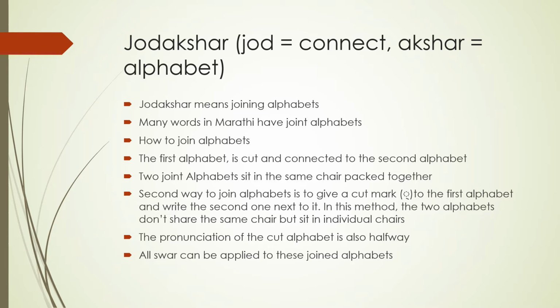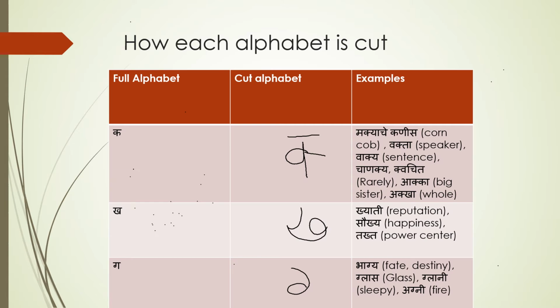Let's take a look at some examples. Now here again we are going to look at all the alphabets and we will do this in two sets. So let's start. Let's start with our first alphabet K. In order to cut it or make it half, the second part of K is generally stretched as a straight line. Here are a few examples.